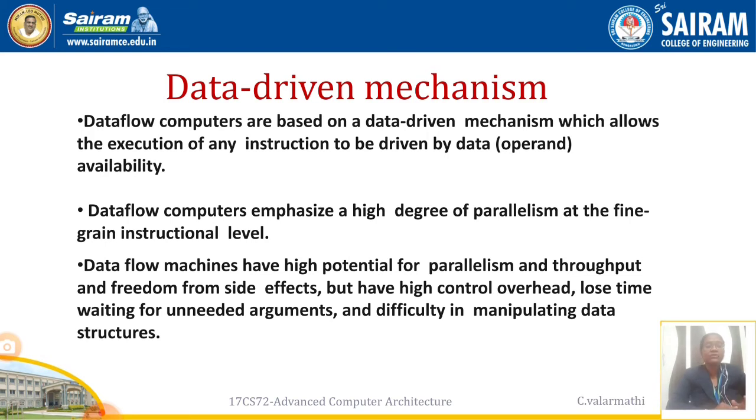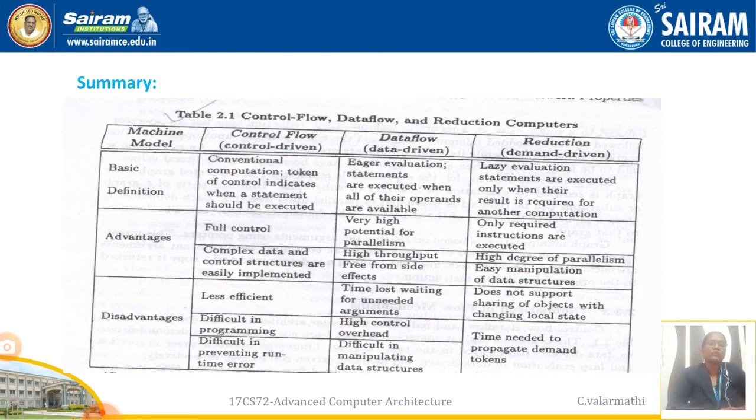Okay, so the data flow mechanism has high potential for parallelism and throughput and freedom from side effects, but it has high control overhead. So this is what the data-driven mechanism is about. Now we are going to summarize the three flow mechanisms: what is meant by control flow, data flow and reduction flow.